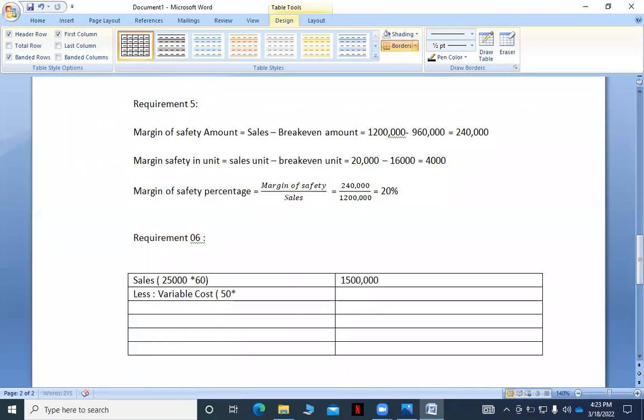50 multiplied by, okay, right now, first of all, write the unit, 25,000 unit into 50. So it will be how much? 25,000 into 50. Sir, 12 lakh 50,000 taka. 12 lakh 50,000. So after deducting, what will be the contribution margin?